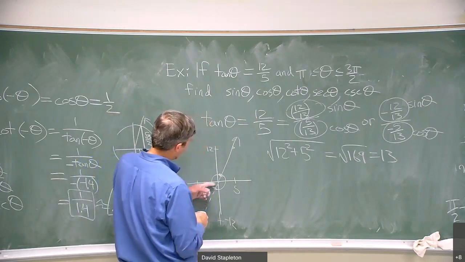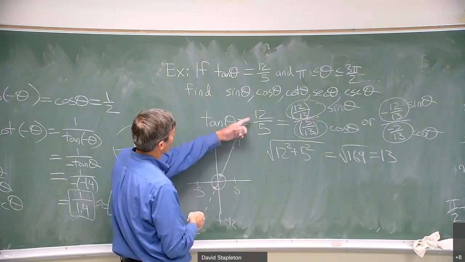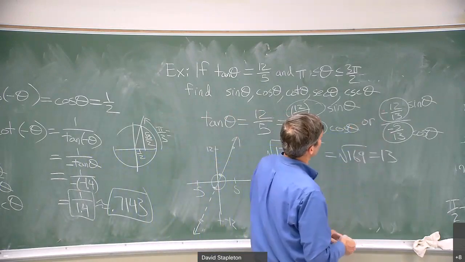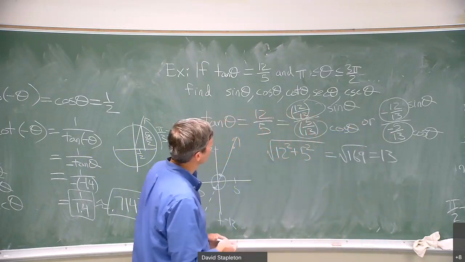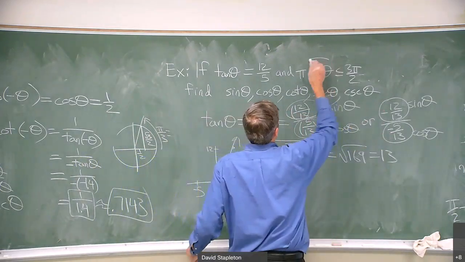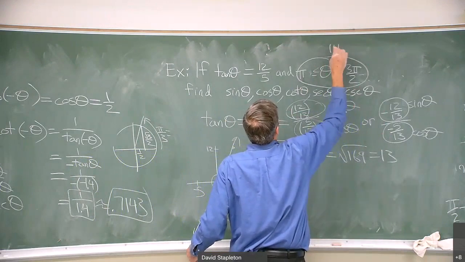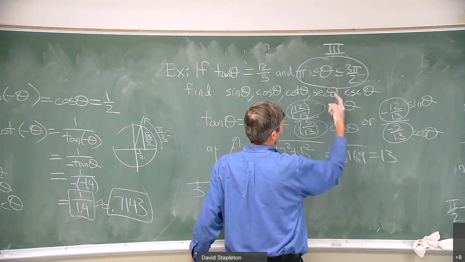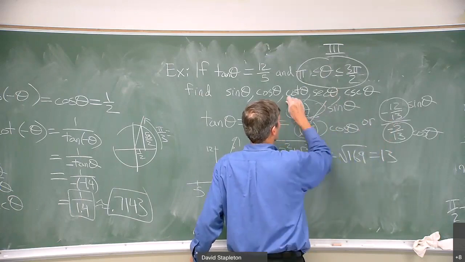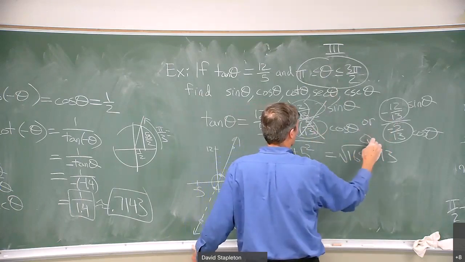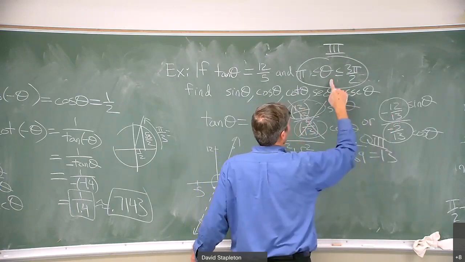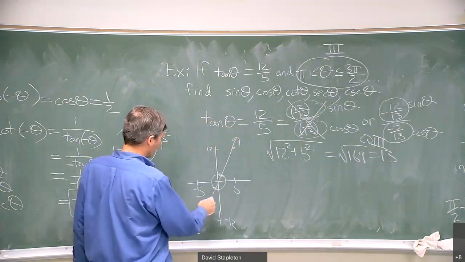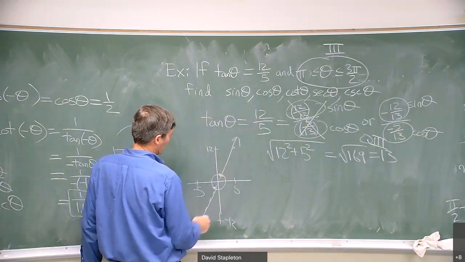Now, once I do that, there are 2 possibilities where the ratio is 12/5. This could be the sine and this could be the cosine, or this could be the sine and this could be the cosine. Which is the case? Well, we're in quadrant 3. In quadrant 3, the x-coordinate cosine is negative and the y-coordinate sine is negative, so it must be this one. So we'll scratch out this one, since it has to be in quadrant 3, and that makes x and y negative. So it's this one over here, not this one up here.